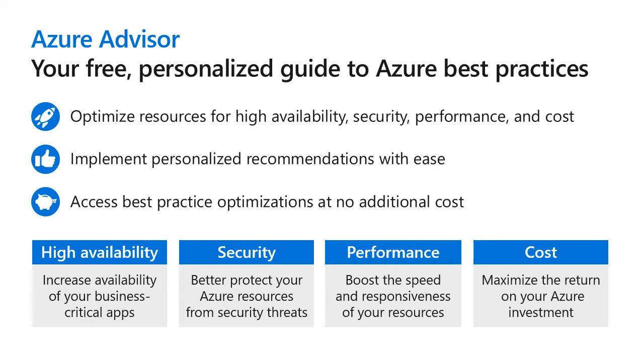As an overview, Azure Advisor is a tool that allows you to optimize resources for high availability, security, performance, and cost. It also gives you personalized recommendations. It also accesses best practice optimizations at no additional cost. There are four main areas that Advisor gives us advice on: high availability, to increase availability of your business critical apps in Azure; security, to better protect your Azure resources; performance, to boost the speed and responsiveness of your resources; and finally, cost, to maximize the return of your Azure investment. Think of Azure Advisor again as a personalized tool, available 24 by 7, 365 days a year, that watches over everything that you run in Azure and constantly gives you recommendations on how to increase your high availability, improve your security, improve your performance, and lower your cost.